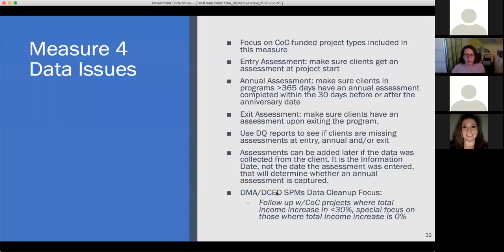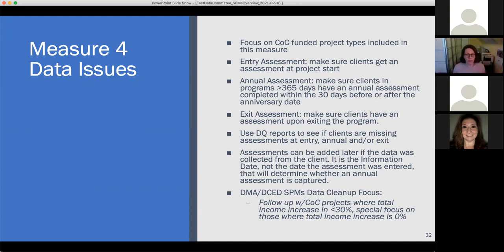In terms of the things that we can focus on, one, we again just keep our focus on the CoC funded projects for this particular measure, and then just making sure that these assessments are done at entry, the annual, during the time period it's supposed to be done, and then at exit. We can pull DQ reports to look at this. Agencies can do this, and we as a system could do this. And assessments can be entered later, but nobody should be falsifying data. It's really the information date, that's the date at which that information was gathered and was true, that the system will read.